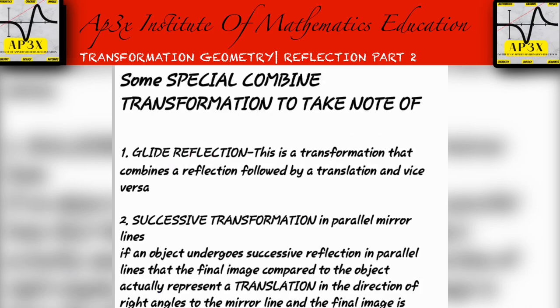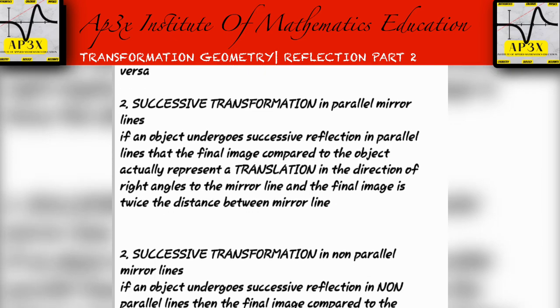So that really puts a wrap on reflection. Later on in the tutorials, we're going to be looking at some special combination transformations that you have to take note of. One, we're going to be looking later on at the glide reflection, where this is a transformation that combines a reflection, whether it be a standard or non-standard reflection, followed by a translation, or it could actually be a translation followed by a reflection. We're then going to be looking at what is known as successive transformation in parallel mirror lines, and we're going to be looking at successive transformations in non-parallel lines. So that's going to be a separate video.